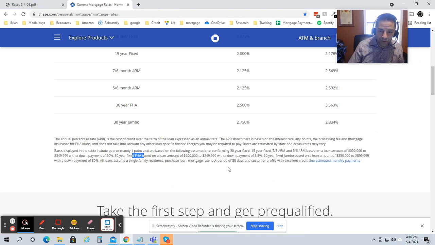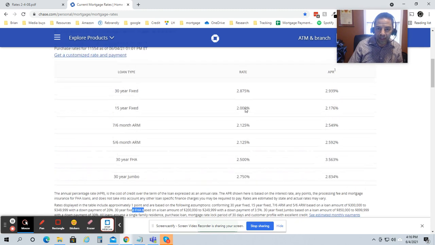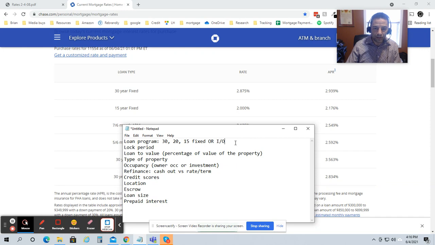Also, FHA versus conventional loans. You can see the FHA rate down here on a 30-year is 2.5, as opposed to a conventional, which is 2.875. All right, so the type of loan would fall under type of loan, but we should have probably added that as well. So loan program, loan type, FHA versus VA versus conventional. These are like the most common ones, okay?